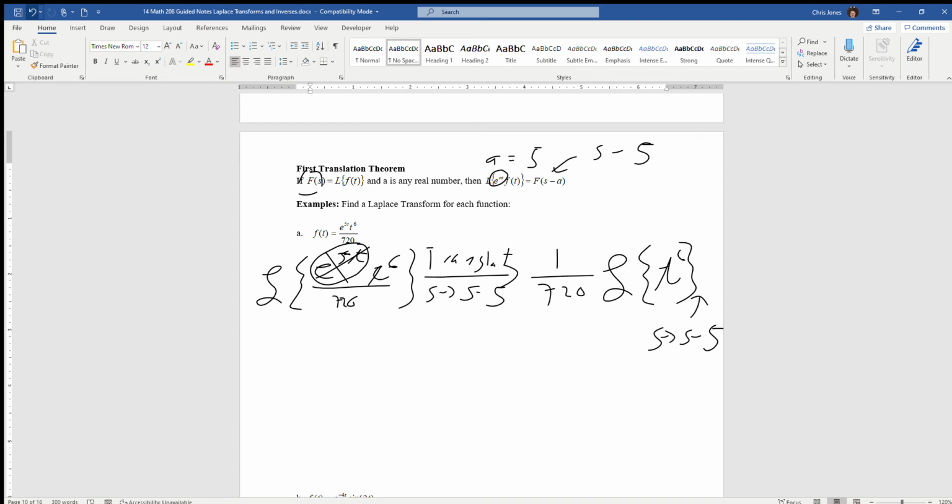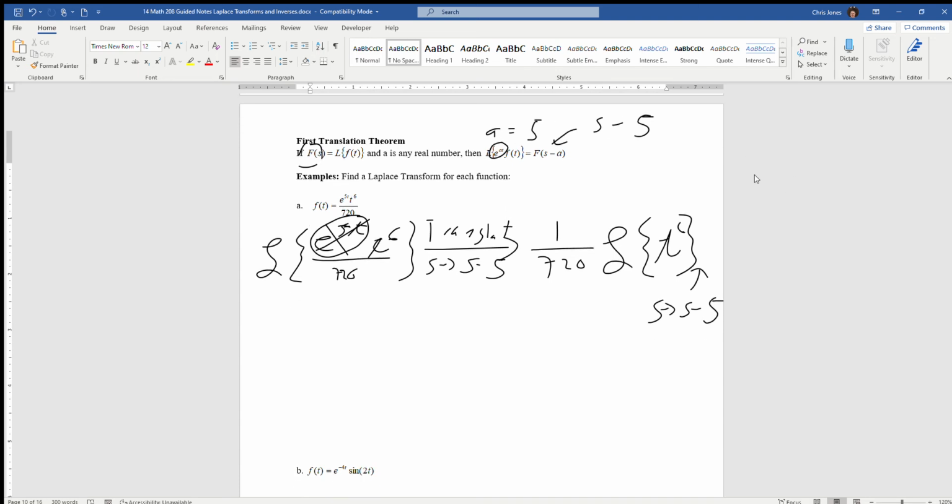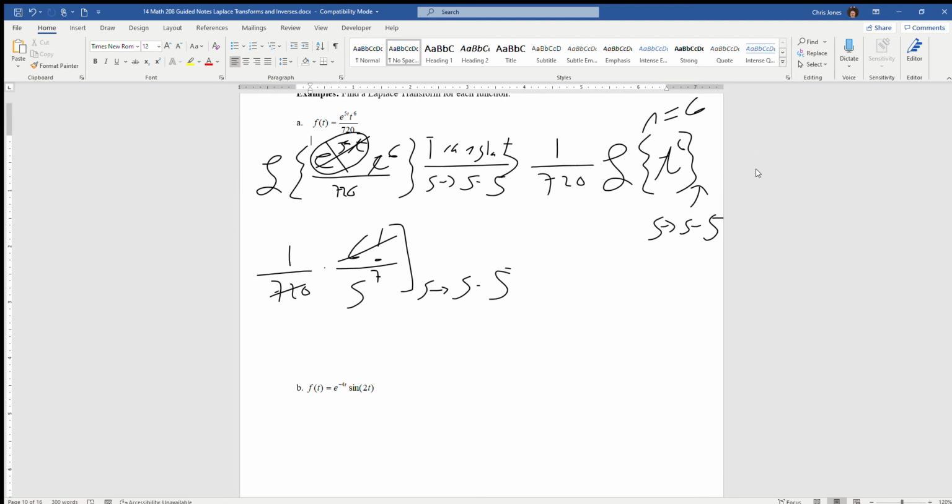So again, once we get our answer, the first translation theorem says we're going to replace s with s minus 5. And so we're going to end up with 1 over 720. Notice that right here, n is 6. So we get times 6 factorial over s to the n plus 1, which is 7, as s approaches s minus 5. And for our answer, 6 factorial just happens to be 720. It's almost like somebody made this problem up. And so we're going to write this as 1 over s minus 5 to the 7th power.